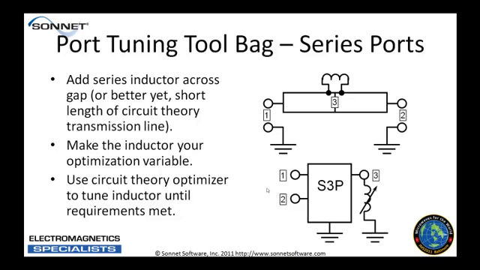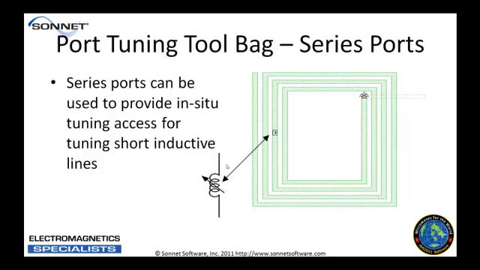So what we could do instead of shorting it to ground would be to place a small inductor across the gap, and doing that can be realized by just simply assigning an inductor in the circuit theory analysis model between the port and its ground. And now we can use the circuit theory optimizer to tune the inductor until we meet the requirement that we have on this transmission line. Runs very, very fast, and it does not use EM at every turn in the optimization loop.